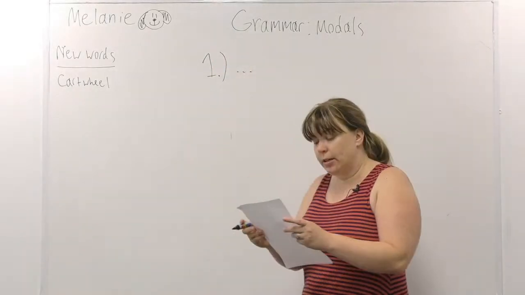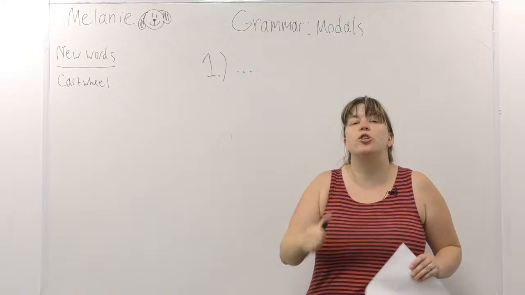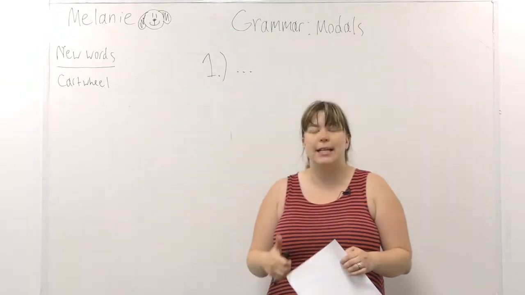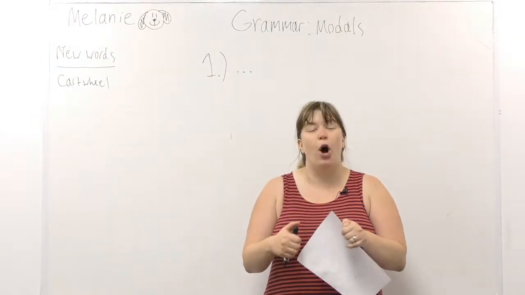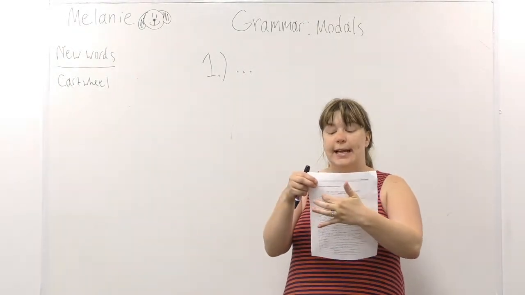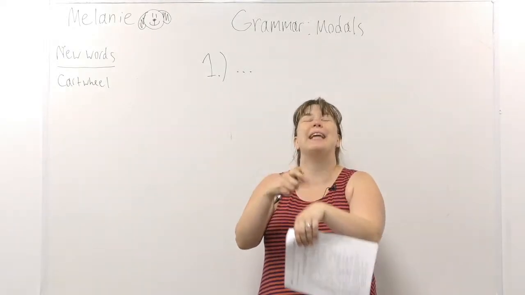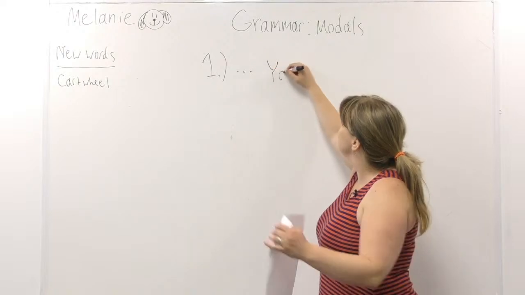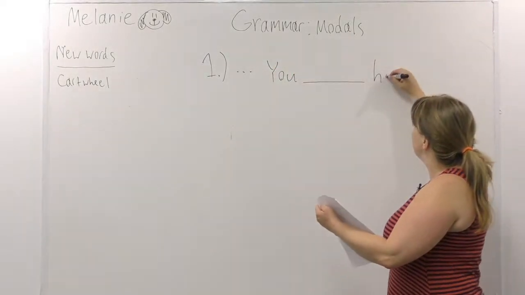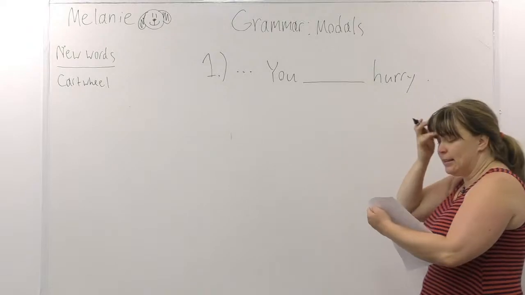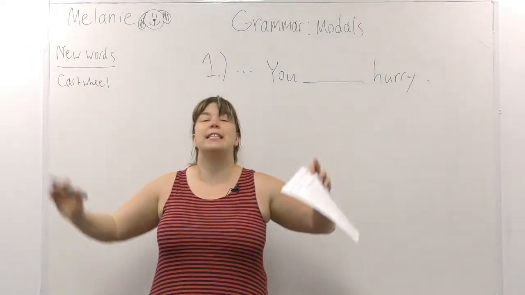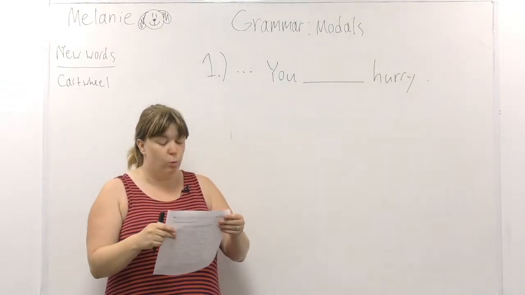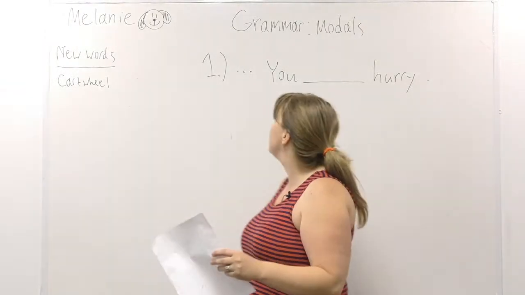Okay, so let's pretend you're going to meet your friend at 3 o'clock. And let's say, hey friend, I'm on my way, but your friend says, oh, you've got plenty of time, so you blank hurry. So we have a lot of time. We don't have to hurry. So which of these models are we going to use?